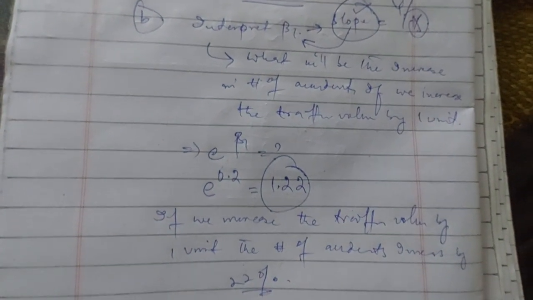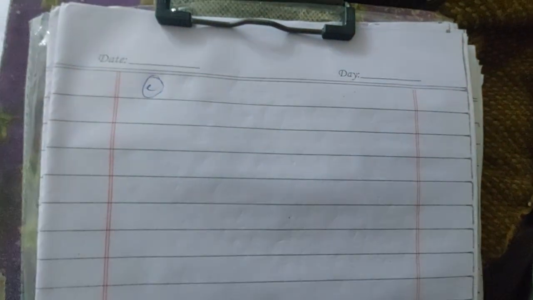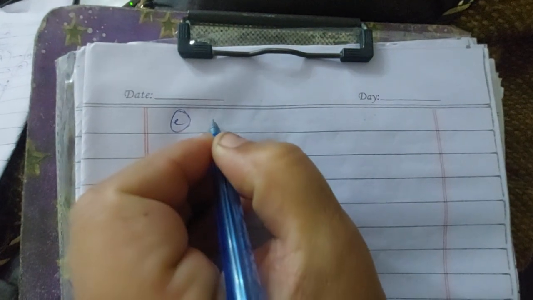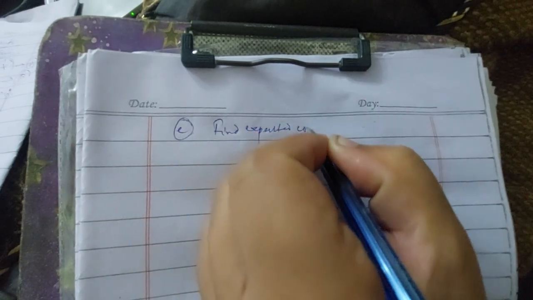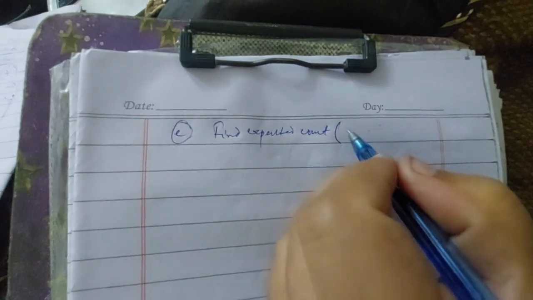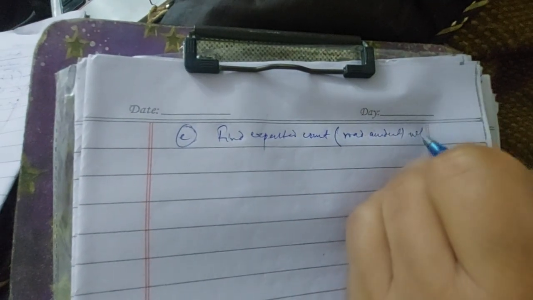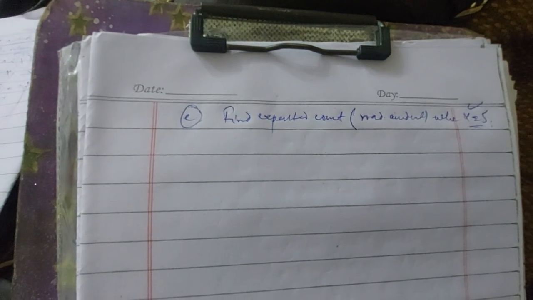Now coming to part C, which actually asks us to find the expected count. Find the expected count. And by count we mean the road accidents when capital X is equal to 5, when the traffic volume is equal to 5. By 5 we can mean like 5,000 or 5 million or whatever, whatever the traffic volume is, in any unit.